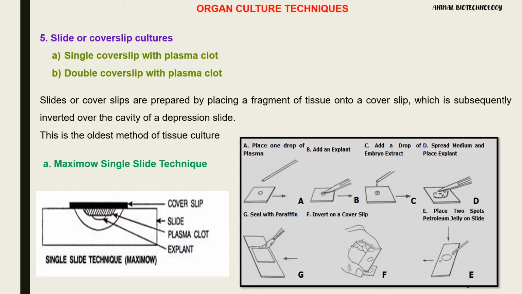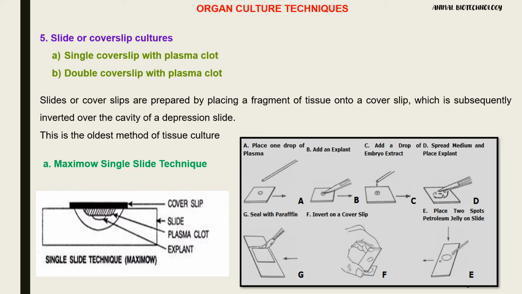The procedure is as follows. A drop of the plasma containing solution is placed onto the center of the cover slip or the slide, depending on whether we are using a slide or a cover slip method. The explant is then carefully placed over it.